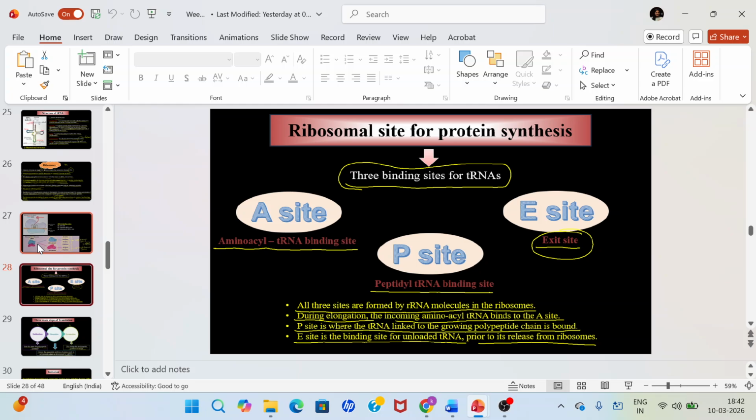A site, P site, E site, as we have just studied. All three sites are formed by rRNA molecules in the ribosome. During elongation, the incoming aminoacyl tRNA binds to the A site. The P site is where the tRNA linked to the growing polypeptide chain is bound. The E site is the binding site for unloaded tRNA prior to its release from the ribosome.